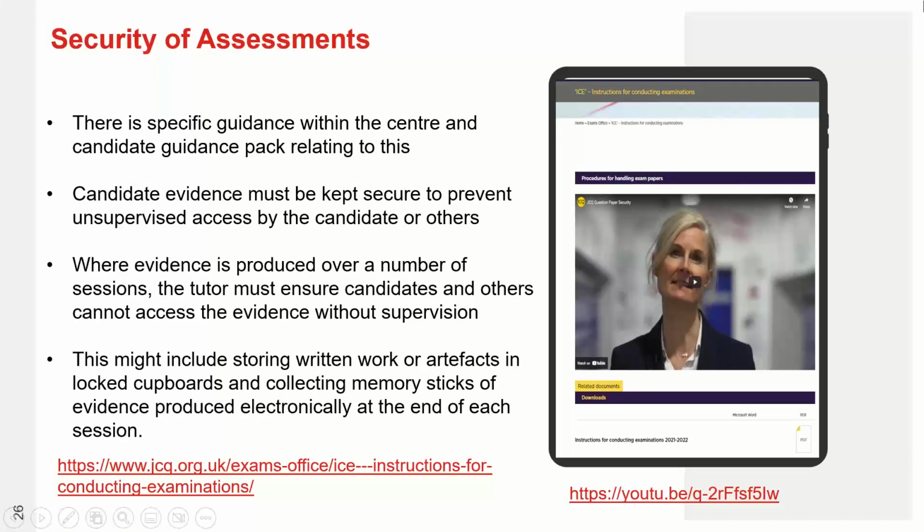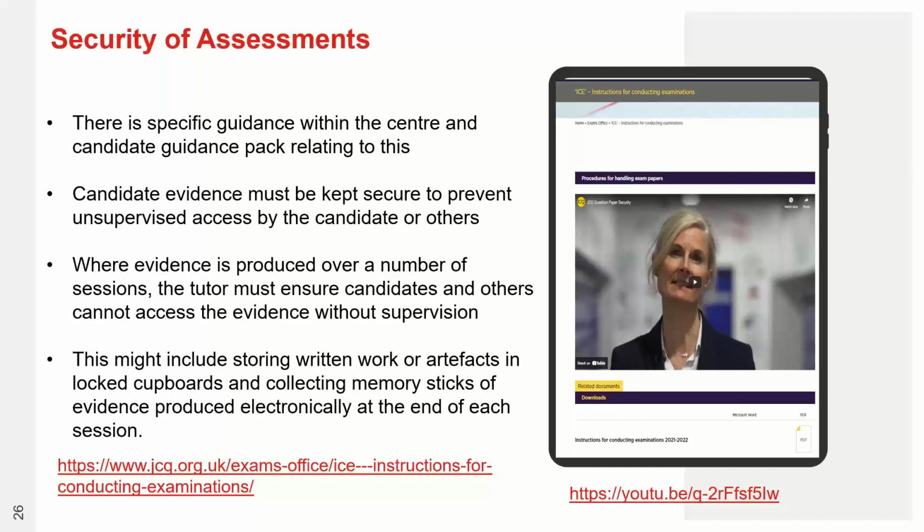I keep mentioning security of assessments, and what that means according to the JCQ instructions for keeping assessments secure. I've also put a very short YouTube link there that you can listen to. But realistically, for the ESP, there is specific guidance within the centre and the candidate handbook which tells you how to do this. What is really key is, because of the way the ESP is laid out, that it may be over a number of different sessions, a number of different weeks, the easiest thing for you to do is to make sure that you collect that evidence in at the end of every session.